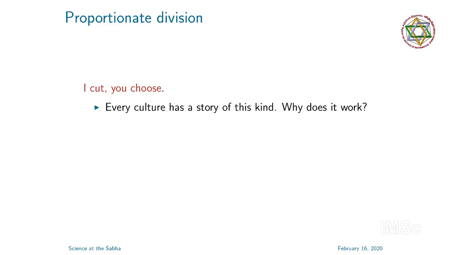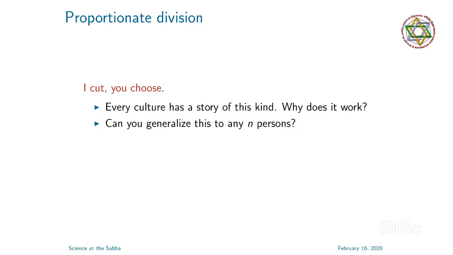So I cut, you choose works for two persons. You can think of this as a procedure or an algorithm for the two to share the resource in a way by which both are happy. I don't have any right to complain because no matter what you pick, I get a piece that makes me happy. You have no right to complain because you get first choice. You can examine the two pieces, check whatever is good for you.